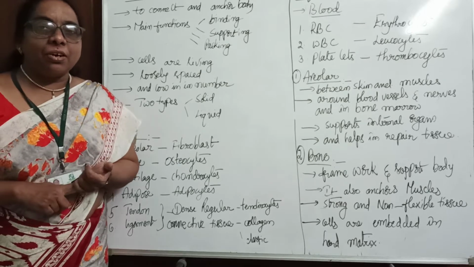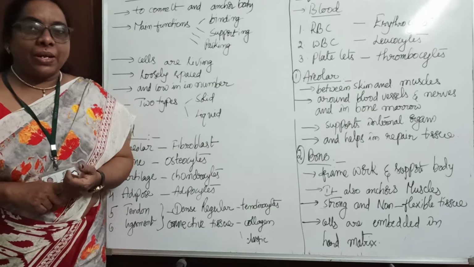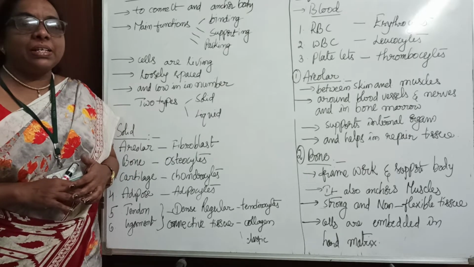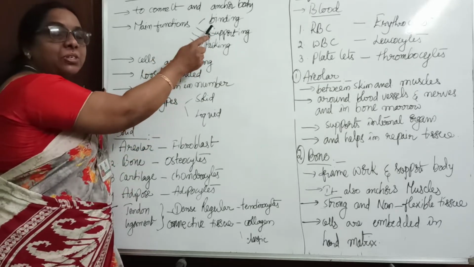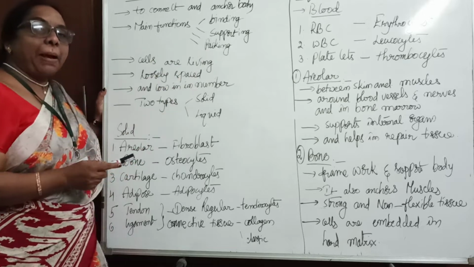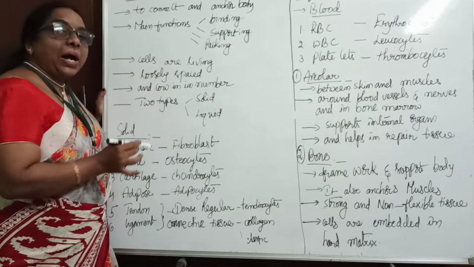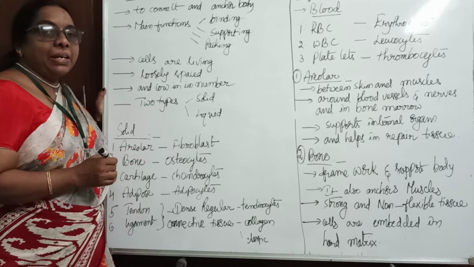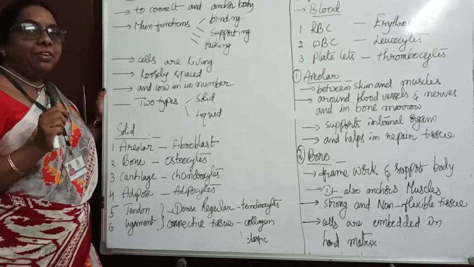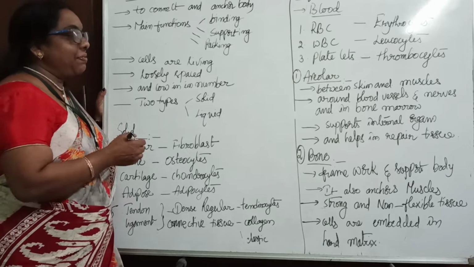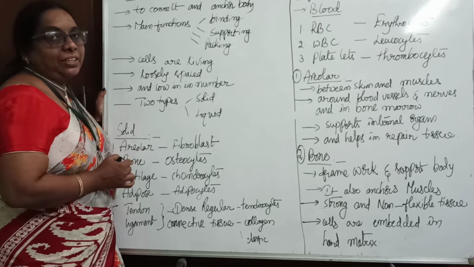According to location and function, connective tissue is further classified into different groups. What is the main function of connective tissue? It helps in binding the tissues, supports the tissues, and also helps in packing tissues. That is the reason it plays a vital role in carrying out many functions. According to function and location, connective tissue is further classified into two types: solid connective tissue and liquid connective tissue.